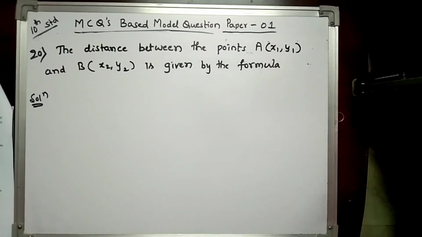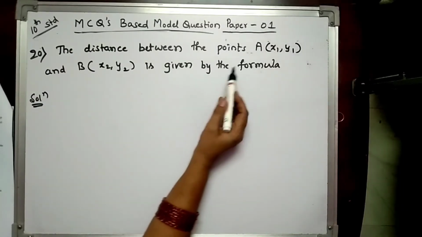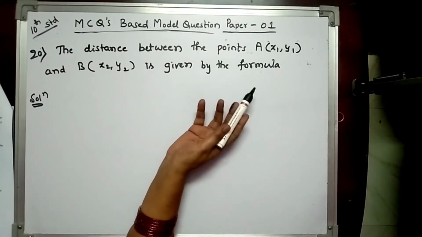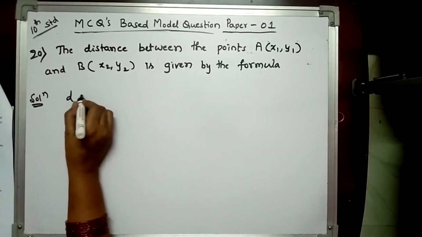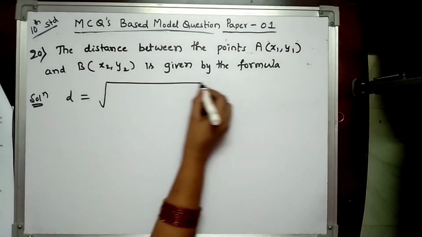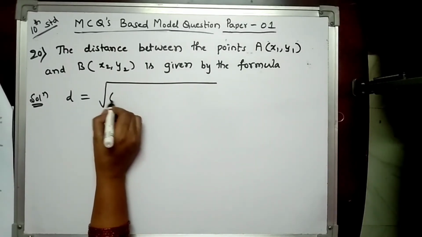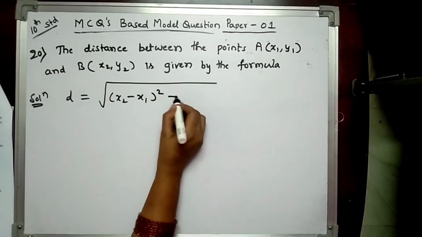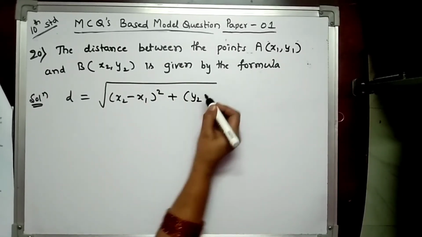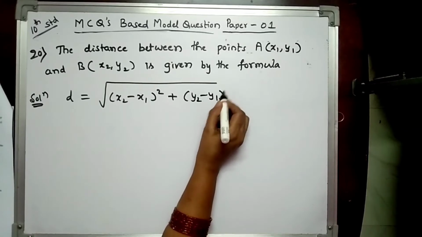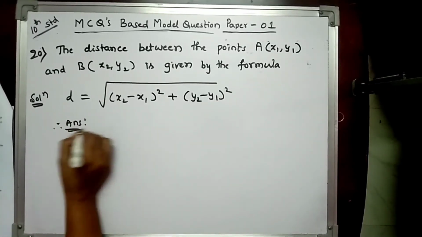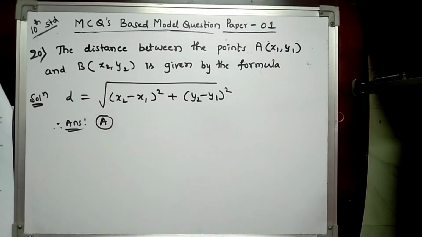Question number 20. The distance between the points A x1 y1 and B x2 y2 is given by the formula. Distance formula D is equal to square root of x2 minus x1 whole square plus y2 minus y1 whole square. So answer option A. It is a formula. Option A.